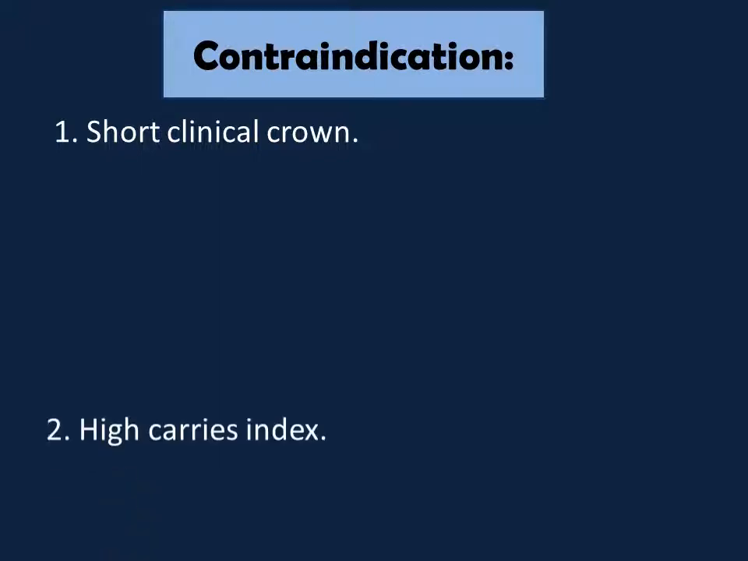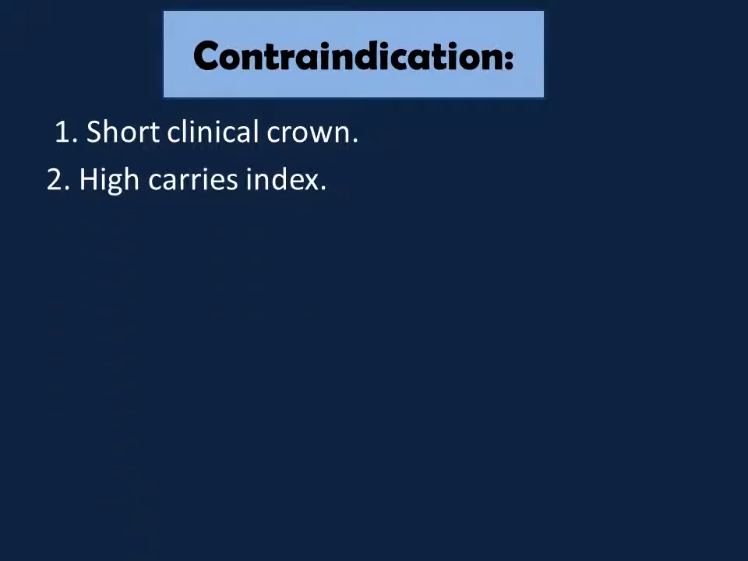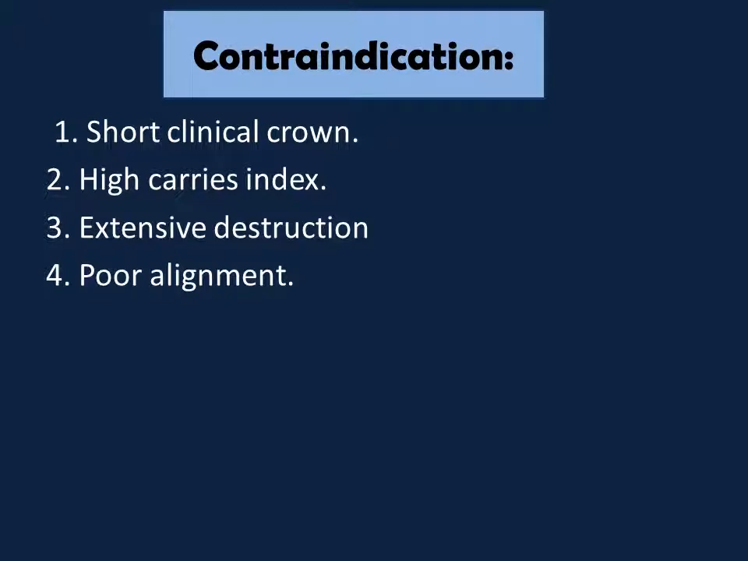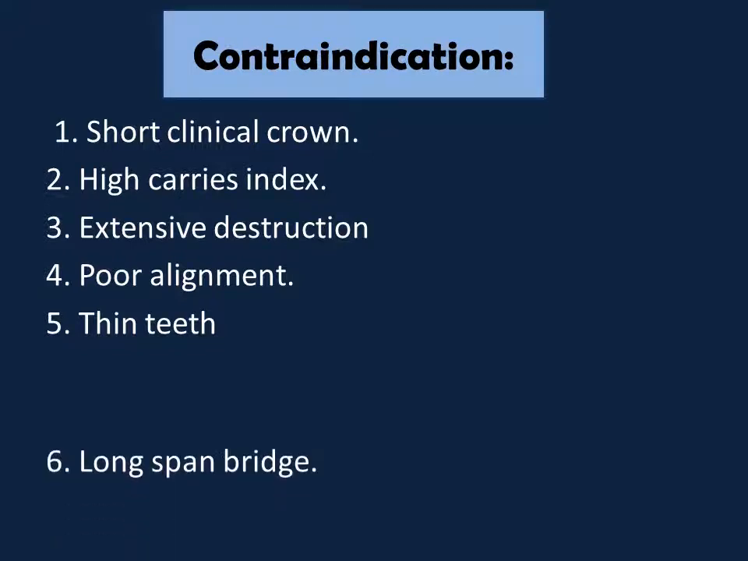The contraindications of the partial veneer crown will be, first, a short clinical crown. As I mentioned before, we need a sufficient bulk of tooth structure, so I can't use it in a short clinical crown. Second, in a high caries index patient, because the finishing line will be on the occlusal surface, so I can't use it in a high caries index patient. Third, when there is extensive destruction. Fourth, poor alignment. Fifth, thin teeth, as in short clinical crown.